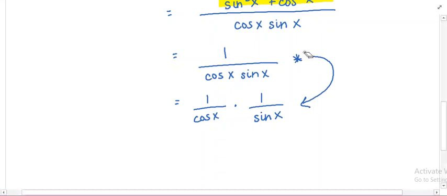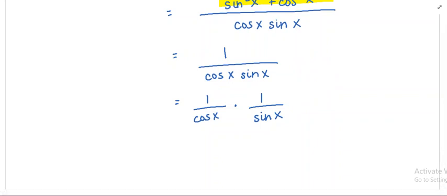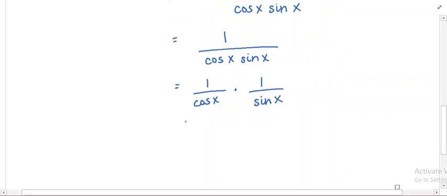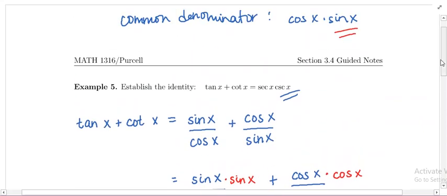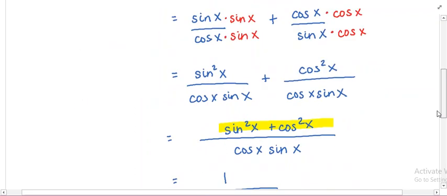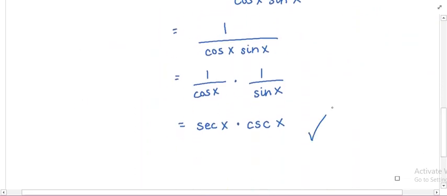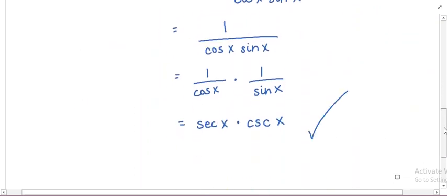Okay, all right, so once you make that realization, okay, you can rewrite that 1 over the cosine of x, that's the same thing as the secant of x, okay, times 1 over the sine of x is going to be the cosecant of x. And that is our end goal, okay? That's what we were trying to achieve on the right side. We were trying to get secant of x times the cosecant of x, and we got there. So we are done. We verified the identity, okay?